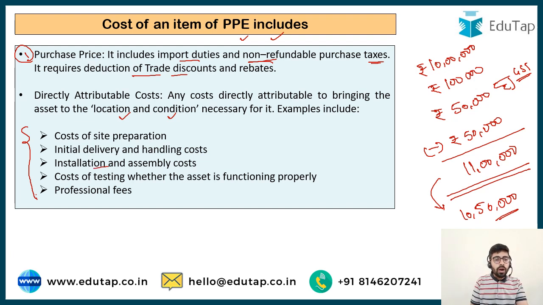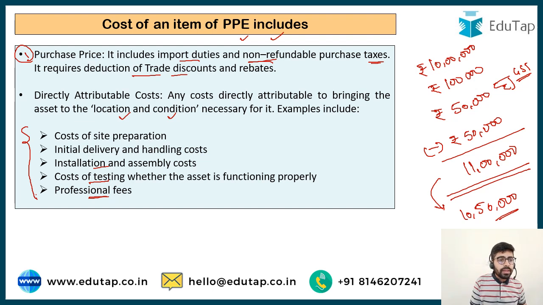Now we have to install this machinery. Suppose the machinery is dismantled, we have to install it in the factory. So any installation or assembly cost is also to be included. Now if we conduct testing of this machinery and some amount is spent on it, it would also be included in the cost. And if we hire a professional, an engineer who is going to assemble the machinery or oversee the assembly, his professional charges are also going to be included in the cost of machinery.